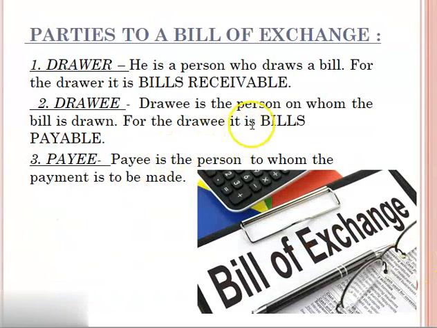See here, parties to a bill of exchange. There are three parties here: drawer, drawee, and payee. Drawer is a person who draws a bill, and therefore for him it is called bills receivable. It is an asset. Second, drawee. Drawee is a person on whom the bill is drawn, and for him it is called bills payable. It is a liability. And payee is a person to whom the payment is to be made.